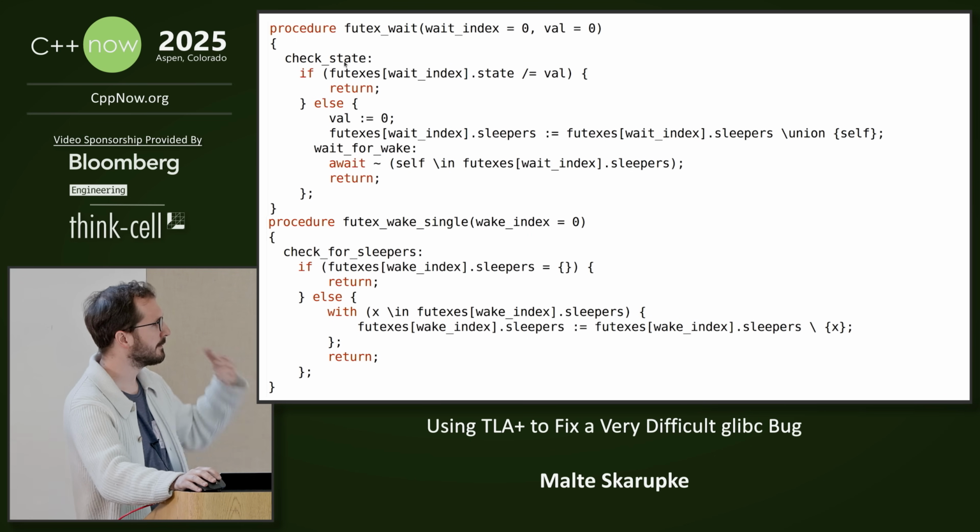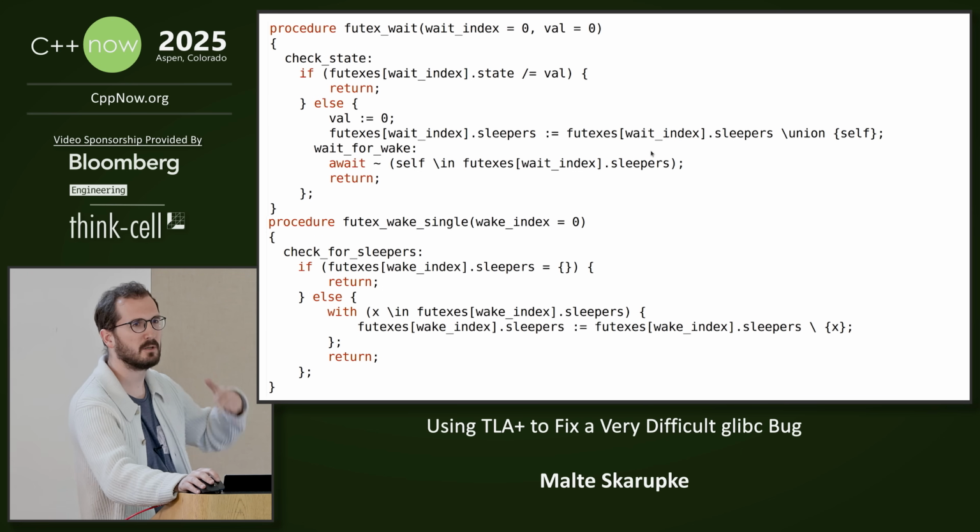And remember, the important thing is the labels. Anything between two labels is atomic. Since I only have one label up here and one label down here, the comparison and the adding to the sleepers is going to be atomic. It happens in one step.